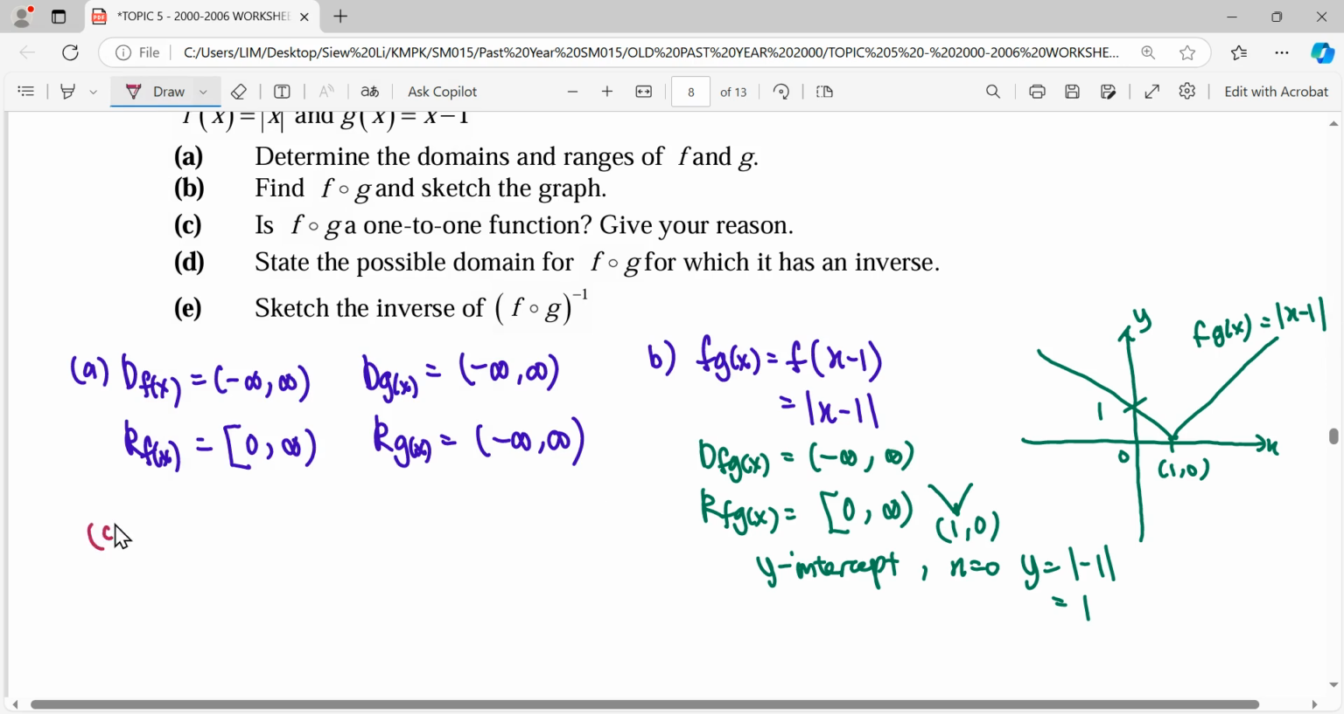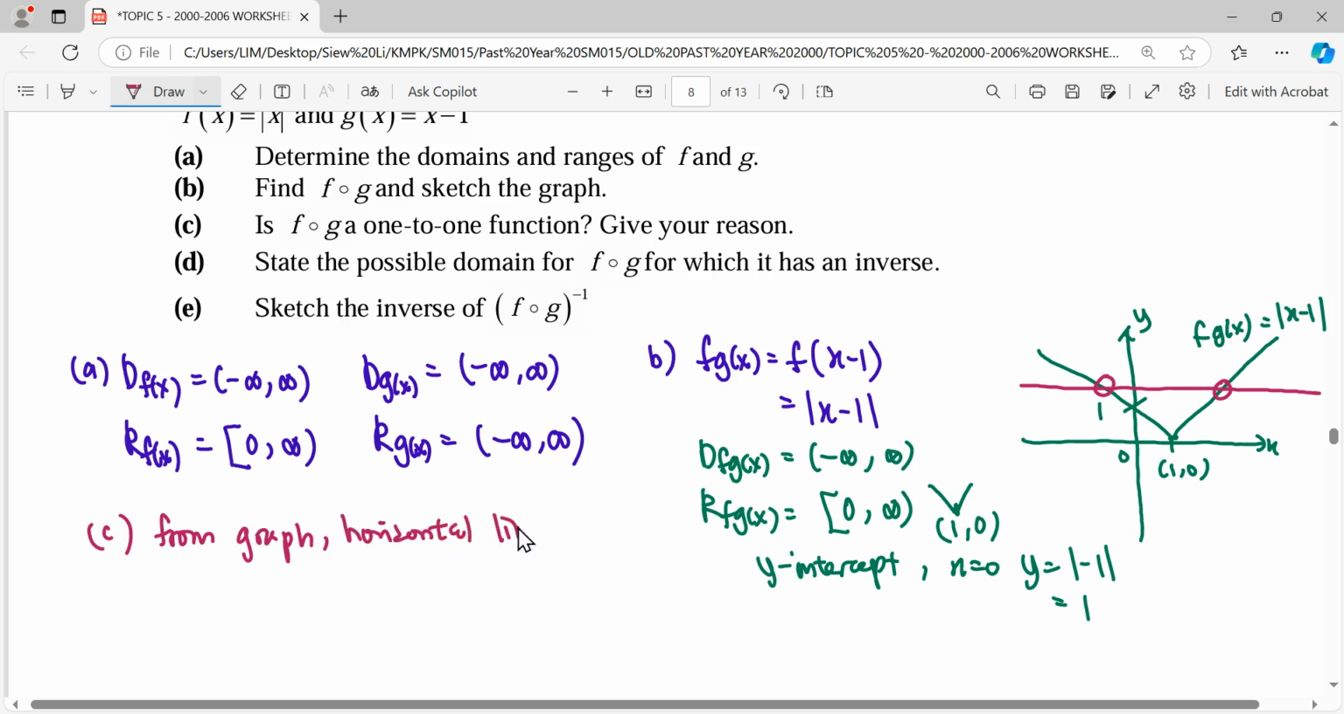Then for question C, is this composite function f(g(x)) a one-to-one function? Give your reason. As we see, we already drew out this modulus graph. Is it a one-to-one function? We can say from the graph. We can use the graphical method. We perform our horizontal line test. It intersects at 2 points from the graph.